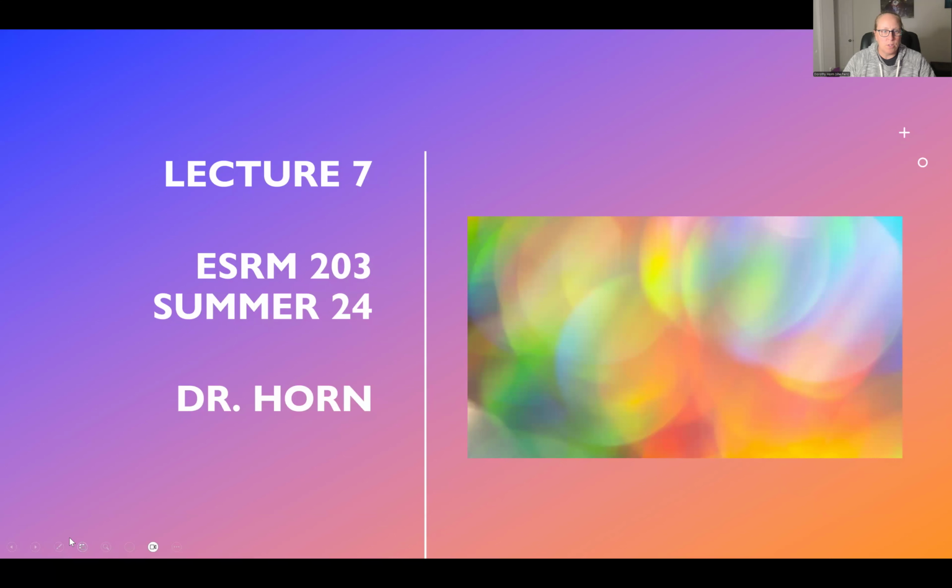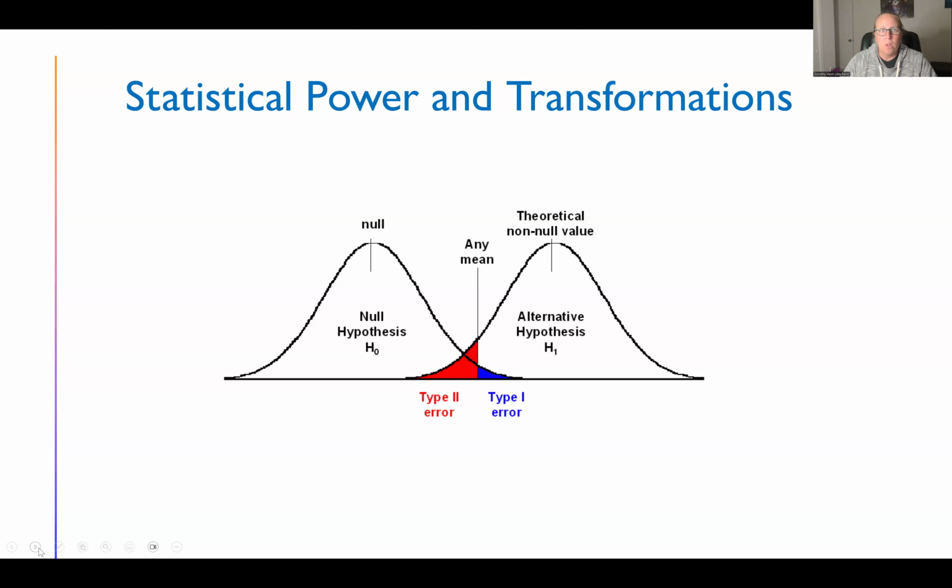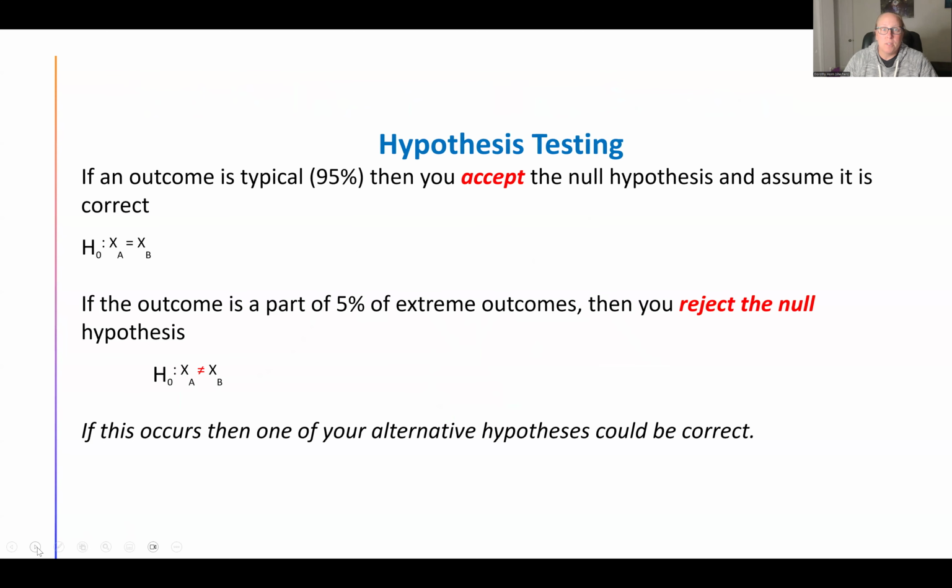All right, so let's go over the next section. We're going to talk about statistical power and data transformations. This is a little bit shorter lecture, so you'll have a chance to work this out, but I just want to go over all the theories behind everything first. We're going to talk about type 1 and 2 error and different hypotheses.